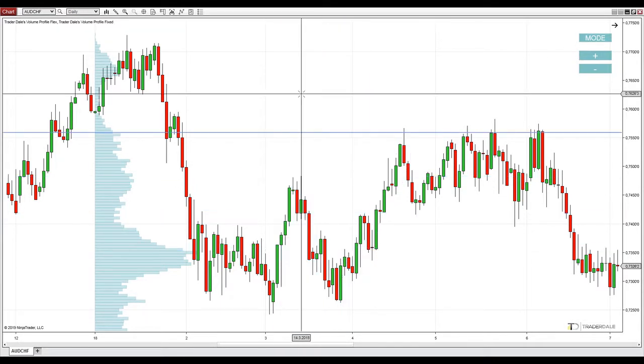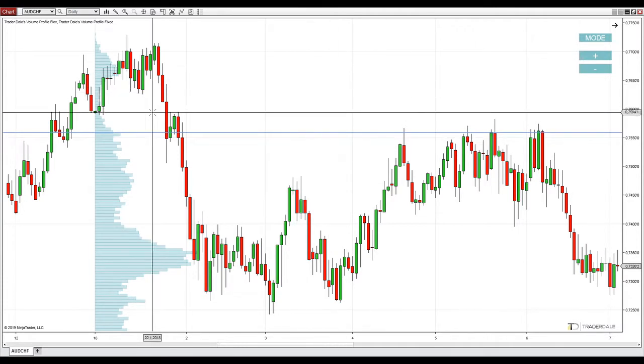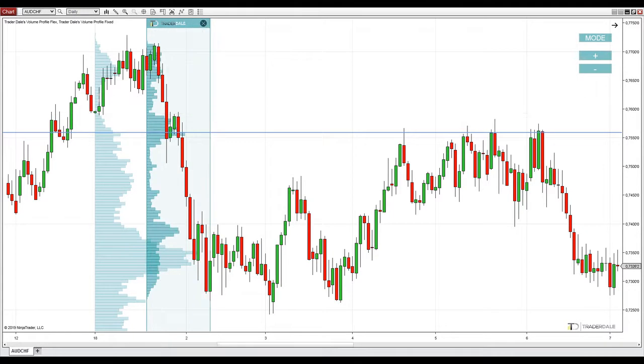Now another swing trade which I took was also on the Australian dollar Swiss franc. It was based on this downtrend. It was based on this volume cluster which got accumulated within the downtrend, and the level was right there at the place where the volume peak was the heaviest.